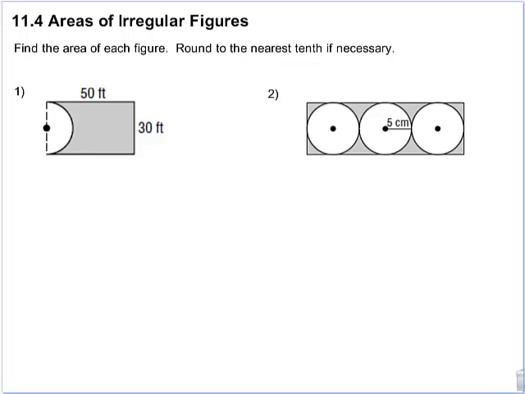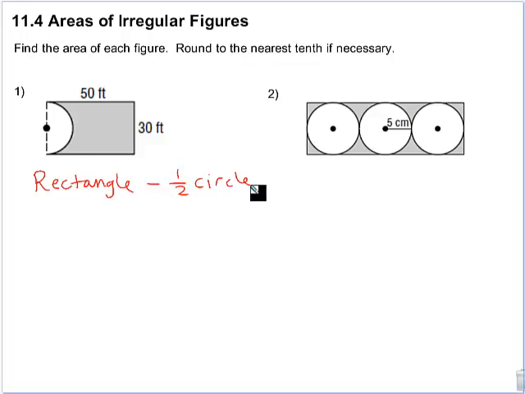You want to take a look at this and you want to decide what types of shapes are in this first figure. Okay, so definitely a rectangle and a semicircle or half of a circle. So that means that we're going to want to take the area of our rectangle. Will we add or subtract the semicircle off? Yeah, we're going to subtract half of a circle.